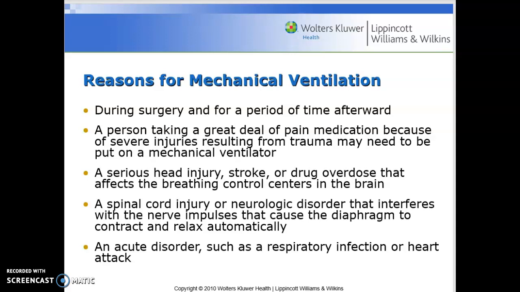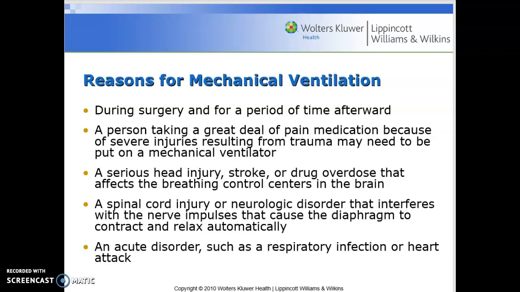There are different reasons for mechanical ventilation. It may be used during surgery and for a period of time after surgery. It may be used for a person taking a great deal of pain medication, especially if they have severe injury or trauma. A lot of times the pain medications will interfere with the patient's breathing, so they'll put this mechanical ventilator on because they have to keep them on high doses of pain medications. Also, you may see it used with people who overdose. If they overdose on a drug, you may see them put on mechanical ventilation for that.